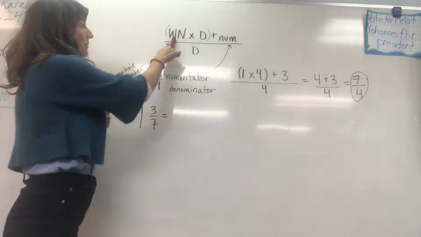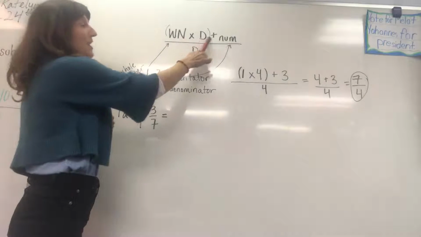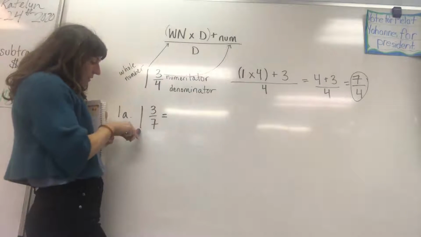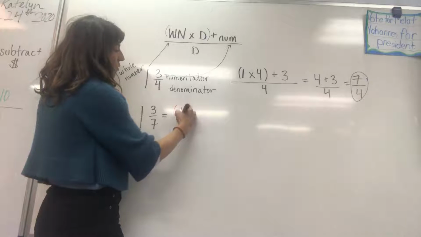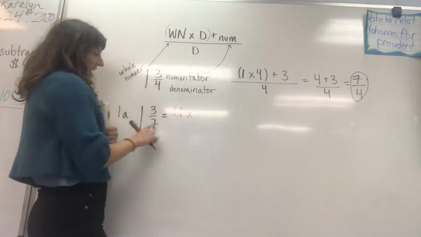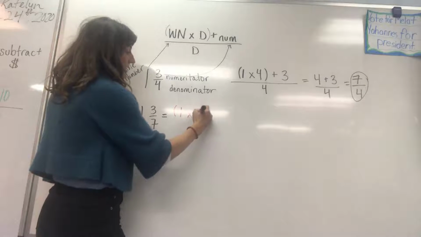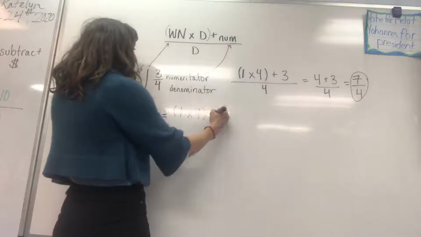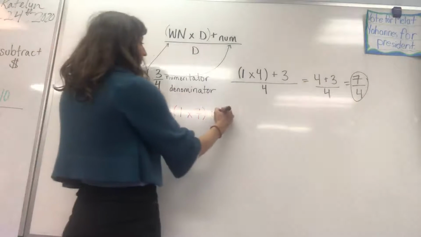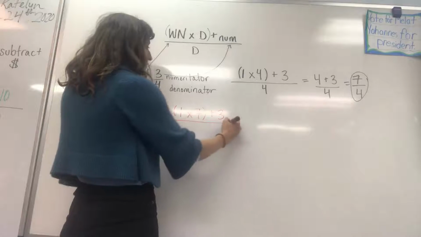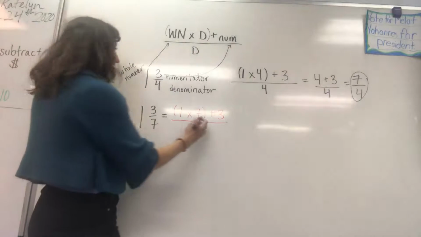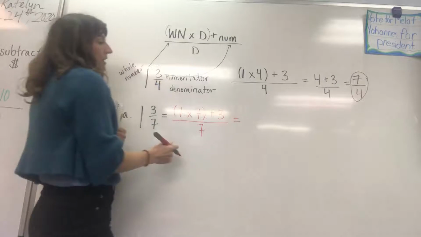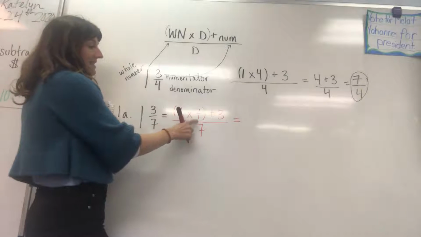Okay. Whole number times denominator plus numerator over denominator. So this is what they want you to do in the book. You take your whole number, put it in a parentheses, 1 times, and you take your denominator and you put it in that parentheses as well. Our denominator in this one is 7. And then we're going to add the numerator, 3. And we put that all over our denominator, which is 7. Okay? And then 1 times 7 is 7.